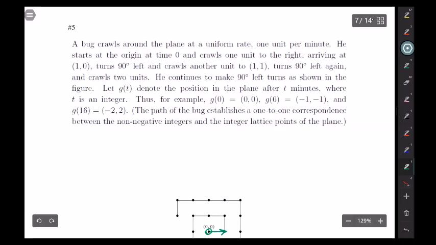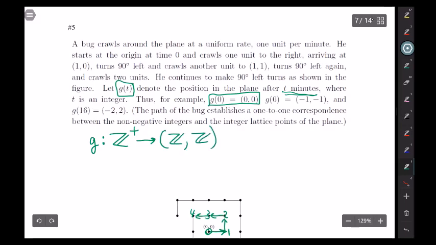We go like that at time 1. At time 2, we go up. And then at time 3, we are here. At time 4, we are there. Do you guys see that? So then we can construct this function. And that's the whole trick, to construct a function depending on time. T represents time. Whenever I say G0, G0 is 0, 0. So this function takes the values from non-negative integers and maps them to the Cartesian plane.